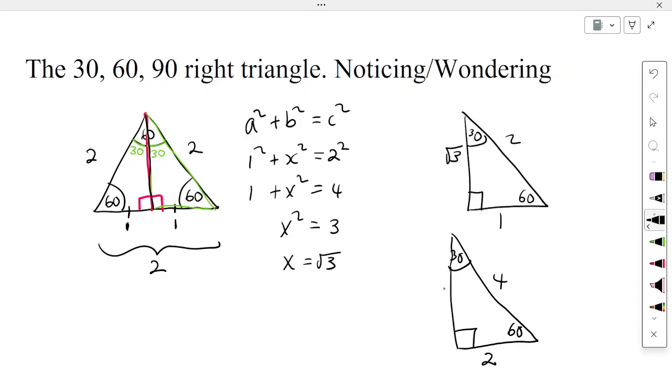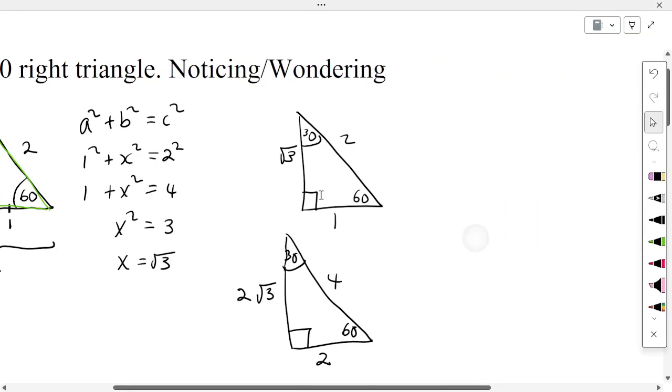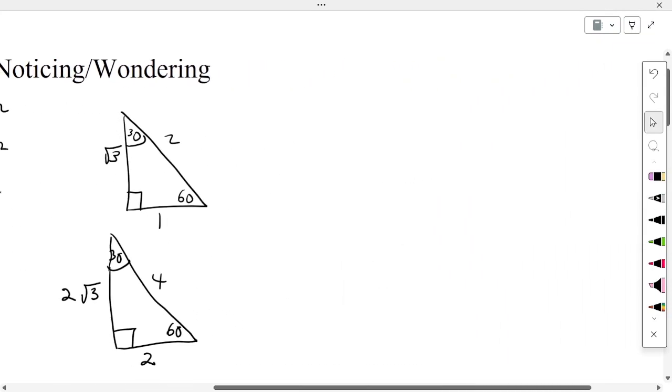And then what would this side be? It would always be the square root of 3 times whatever the long side is. I'm sorry, square root of 3 times whatever the short side is. All right, so if we had another triangle, let's say I'm making this up now.